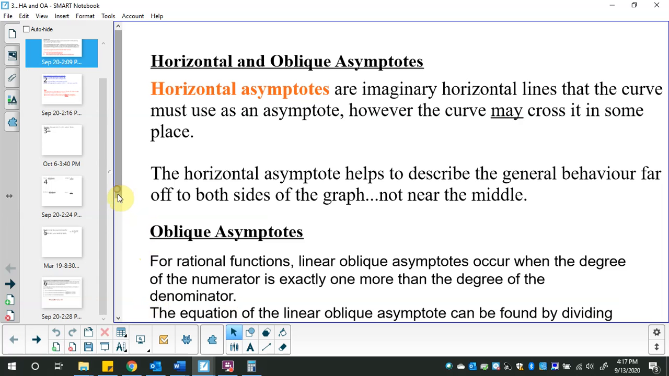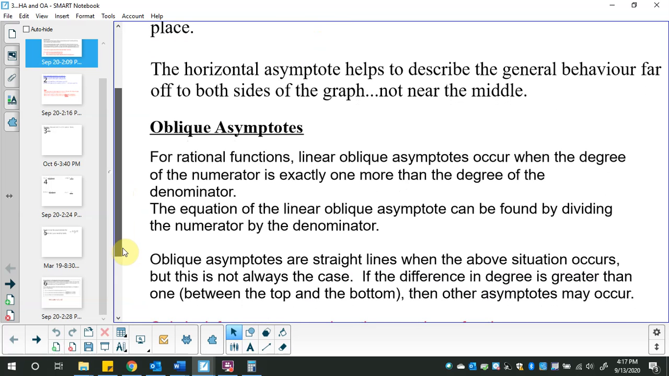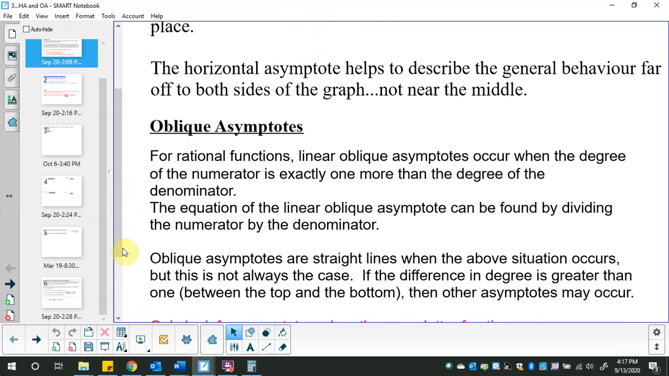Oblique asymptotes are an asymptote that you get if you don't have horizontal. So there is a chance that you get a vertical and horizontal. There is a chance that you get a vertical and oblique. You cannot have an oblique asymptote and a horizontal asymptote at exactly the same time. That is because they conflict with each other with their characteristics on how the function looks.